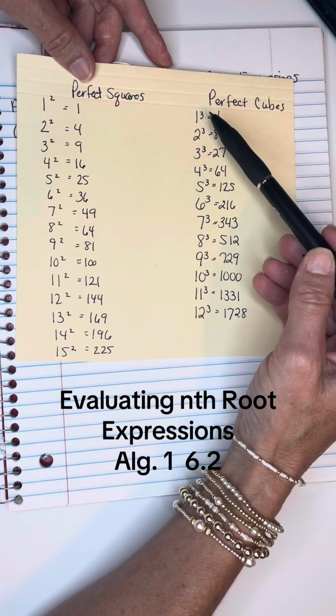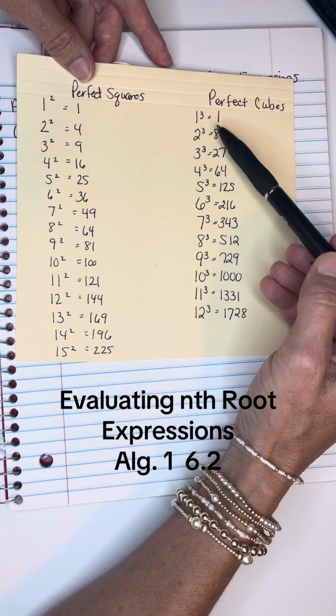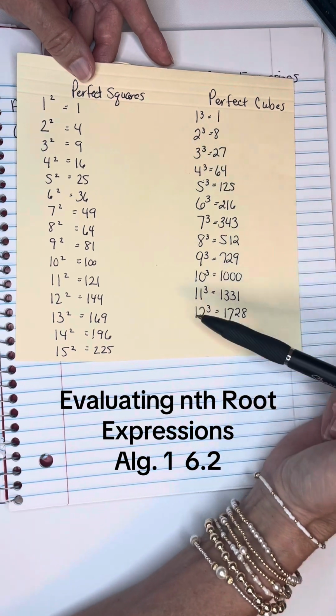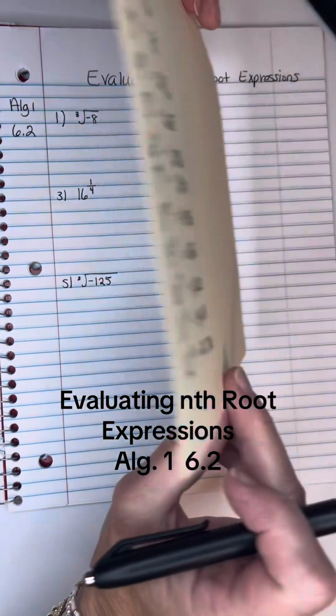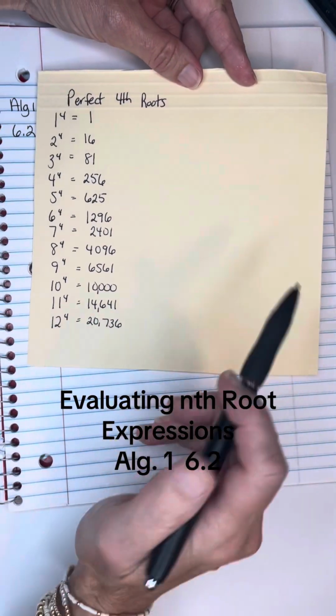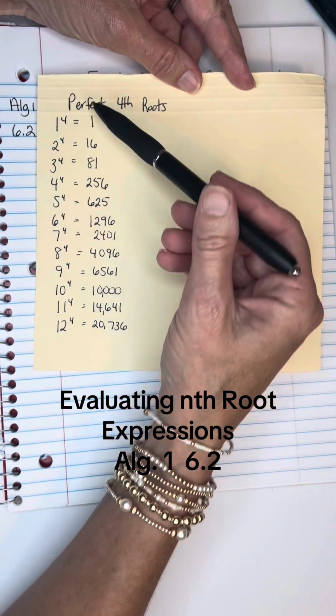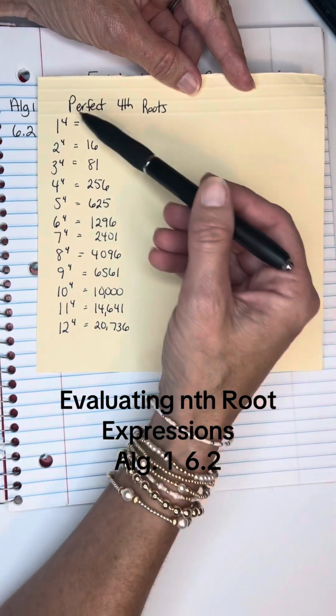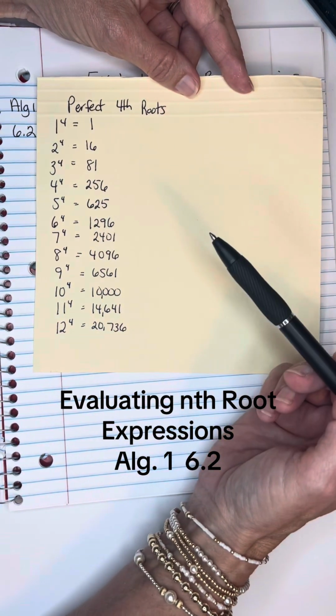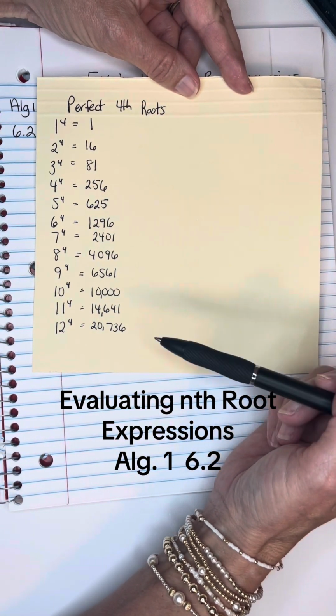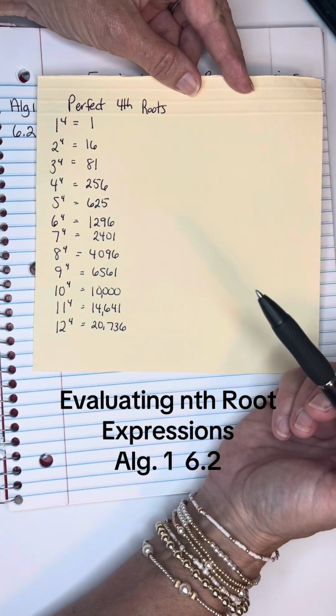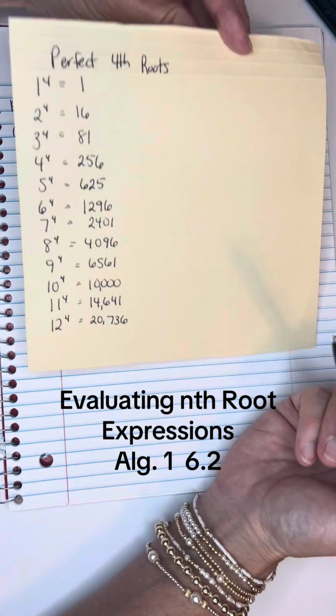And that's easy to make. 1 cubed is 1, 2 cubed is 8, 3 cubed is 27, and so forth. But it could also help to make a perfect fourth roots list, 1 to the fourth. That way, when we're working some of the problems in this section and doing your homework, you can just look back at this and save a little bit of the figuring out part.